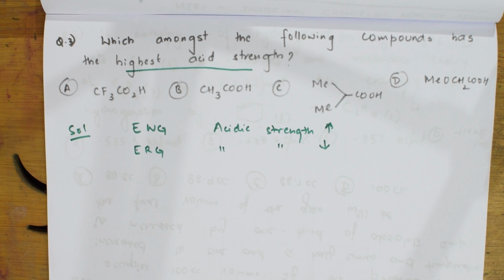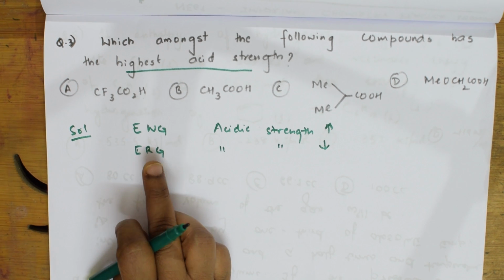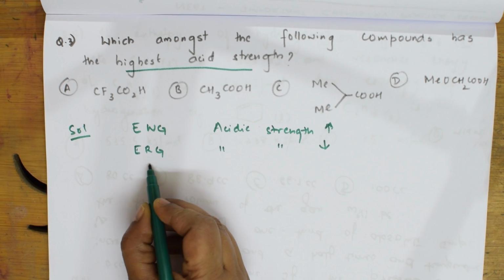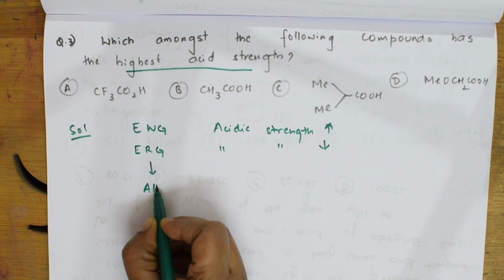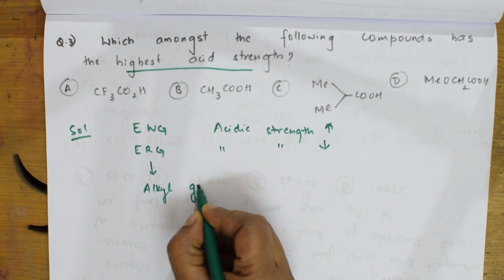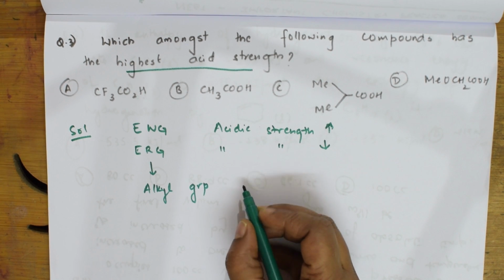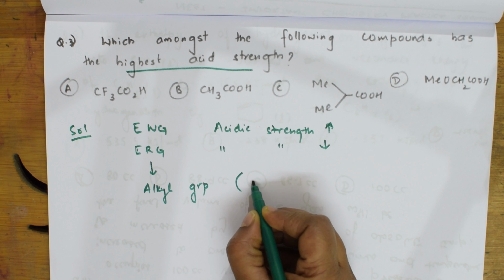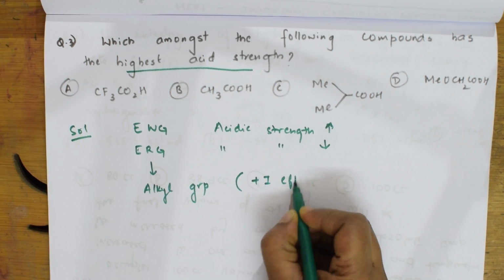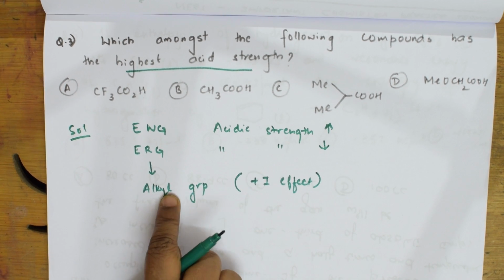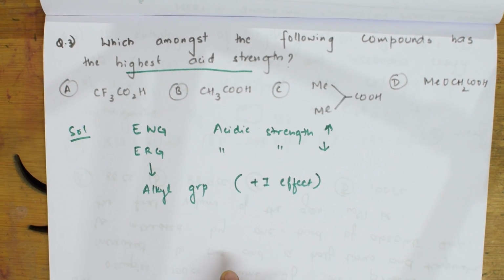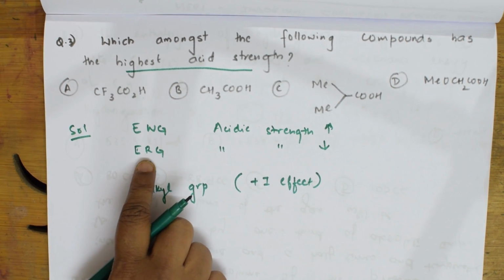Now we very well know among the compounds, electron releasing groups, what are they? Electron releasing groups are always alkyl groups. Remember, alkyl groups are electron releasing groups, right? And what effect do they show? They always show plus I effect, right? So whenever there is an alkyl group present in that particular compound, automatically the acidic strength decreases.